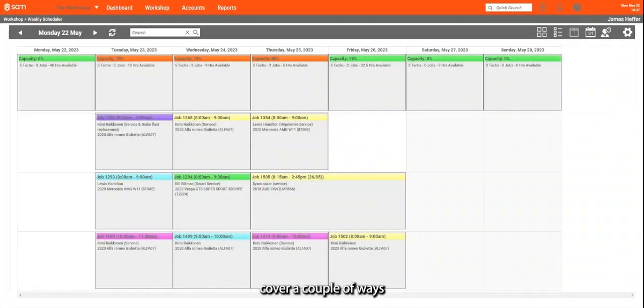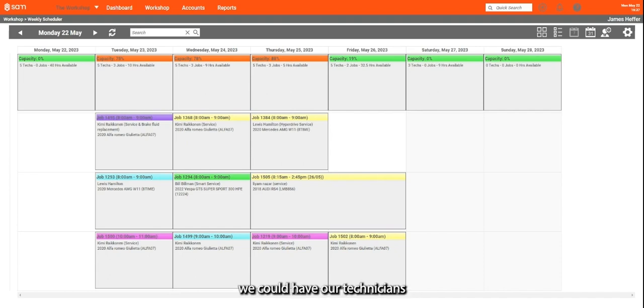Hi, today we're going to cover a couple ways we can improve our productivity, profits, and efficiency using webSAM. We're going to start here in our diary where we can see our workshop capacity across each day. Our workshop capacity is how many hours available we can charge out for our technicians each day. So as we add jobs, that capacity increases with the goal of hitting 100%. So how can we improve from here?